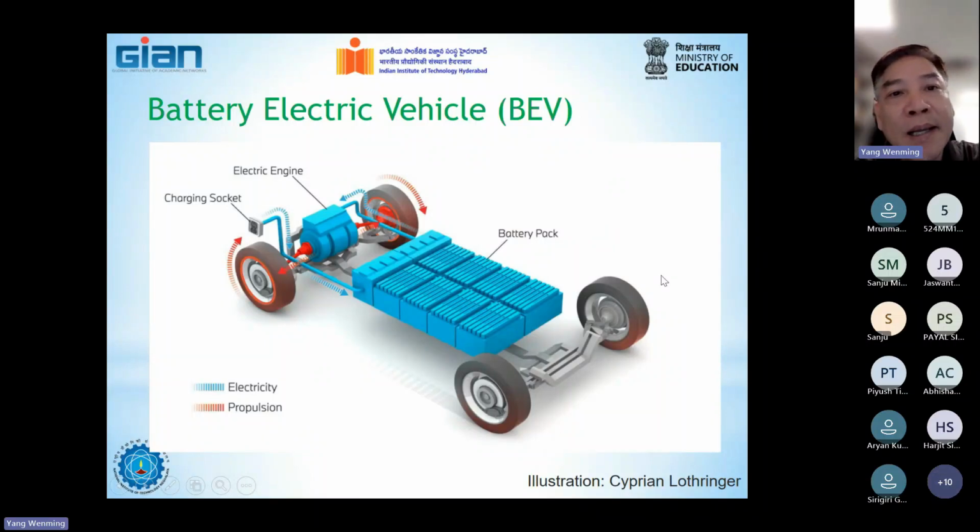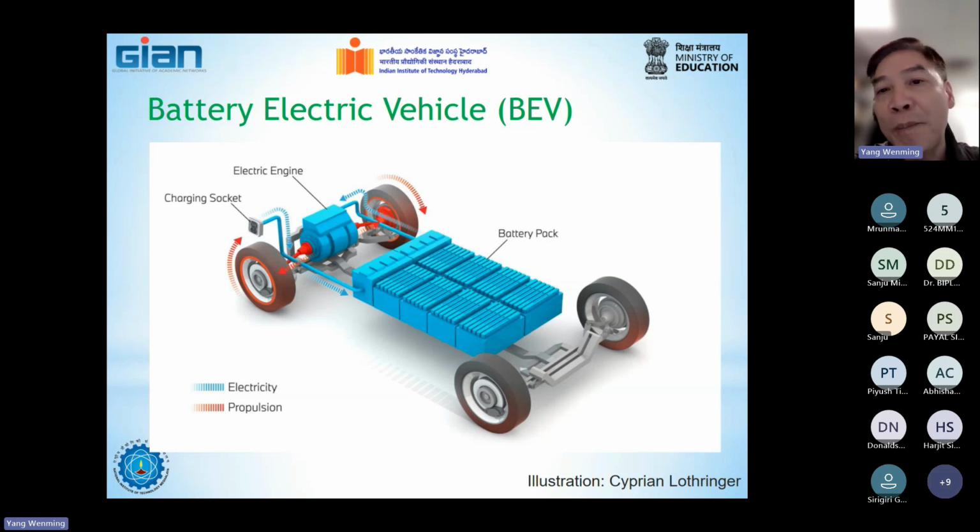So here we show you the pure electric vehicles, the basic design and the major components. We can see the most important one, of course, is the battery pack, correct? The electric energy is stored in this battery pack. And the second major one is the electric engine, also the electric motor. So we use the battery system to power the electric motor, and then the electric motor will drive the car to move.